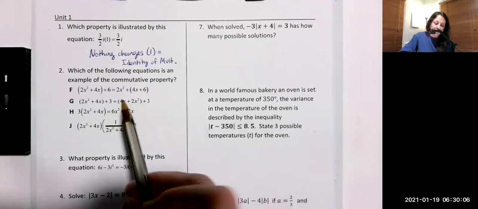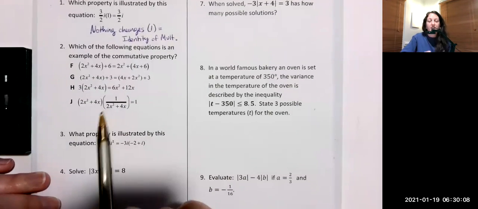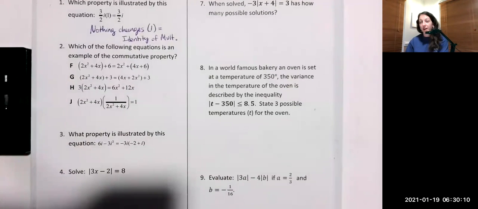Right, next, number 2, commutative property. The commutative property is when you change the order of things because you commute from one location to the next. So you all have to check the order. In which one of these problems does the ordering of the terms change?